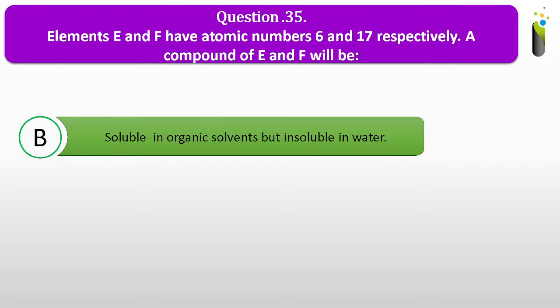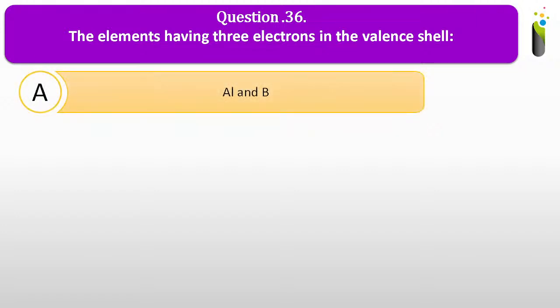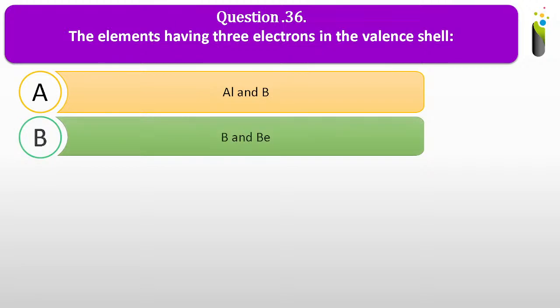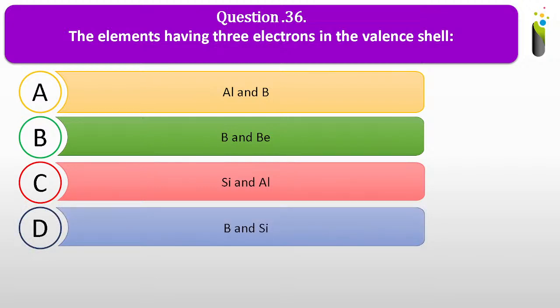And the correct answer for this question is B. So if elements E and F have atomic numbers 6 and 17 respectively, the compound of E and F will be soluble in organic solvents but insoluble in water. Going to the next question, number 36. The elements having 3 electrons in the valence shell. A. Al and B. B. B and Be, that is boron and beryllium. C. Silicon and aluminium. D. Boron and silicon.